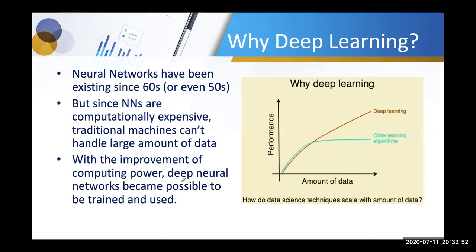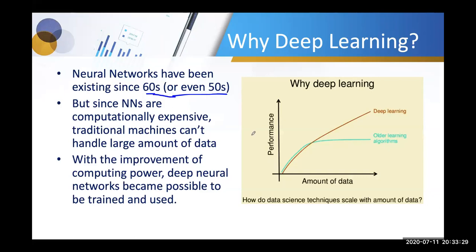So the question comes here: why deep learning? Why is this word so popular these days? Especially knowing that neural networks have been out there since the 60s, or even some literature suggests that they have been there in the 50s. Neural networks are that old. They have been there and people have been using them. In the 60s and 70s and maybe the mid 80s, neural networks were very popular.